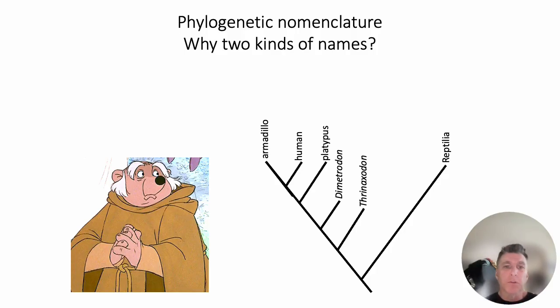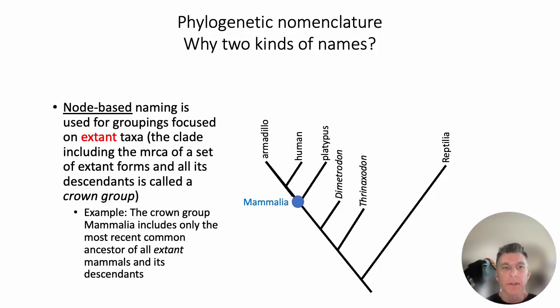There are a large group of taxonomists called paleontologists who work a lot with extinct groups. So basically the two kinds of names: node-based corresponds to specializing in extant groups, and stem-based corresponds to including also extinct groups. So it just makes the statement I just said. Groupings focused on extant taxa.